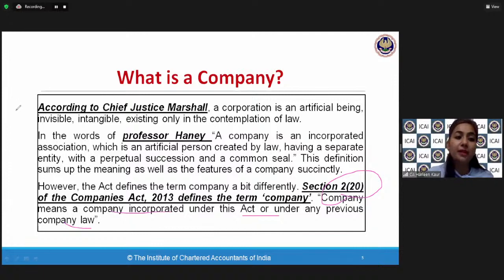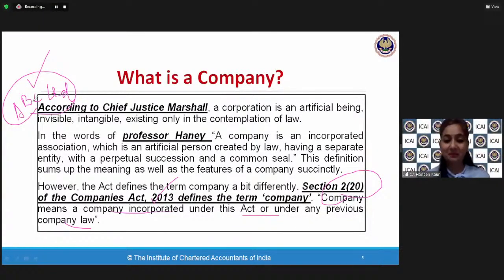Now, if you tell me, ma'am, ABC Limited is a company which was incorporated under Companies Act 1956. So, ma'am, will it be called a company under Companies Act 2013? I will say yes, because Section 2 subsection 20 says any company which is formed under Companies Act 2013 as well as one which was formed in 1956, all the companies which are incorporated and registered, are known as company under Companies Act 2013. So the definition which is given under the Act is telling you what is a company.